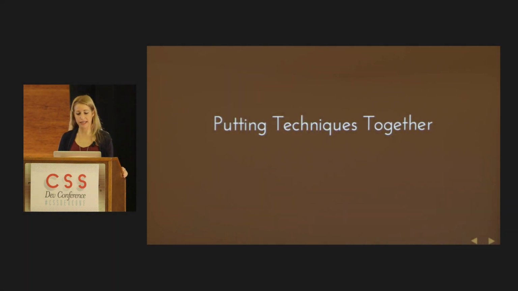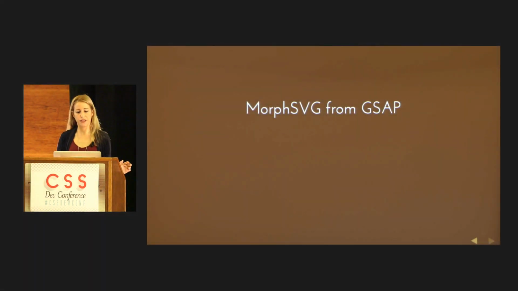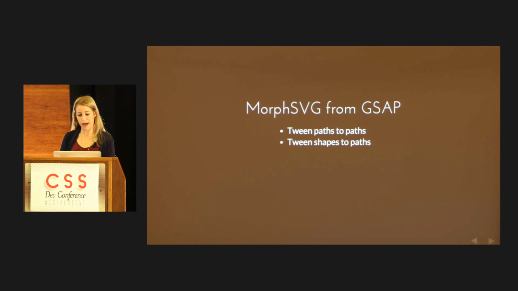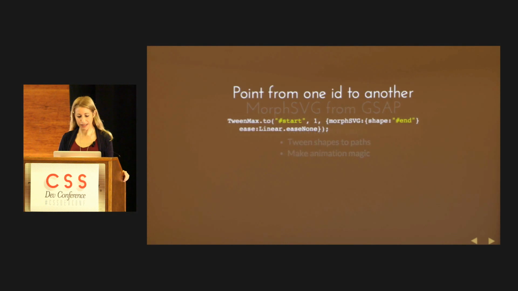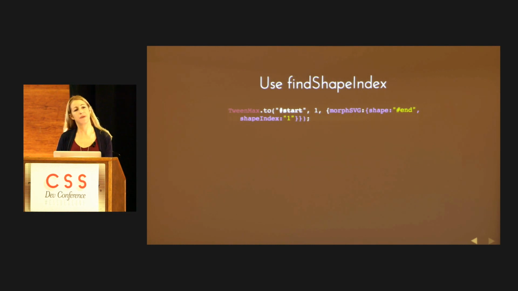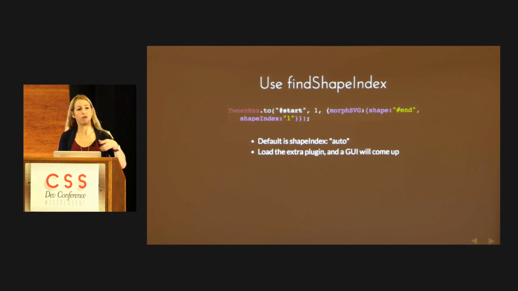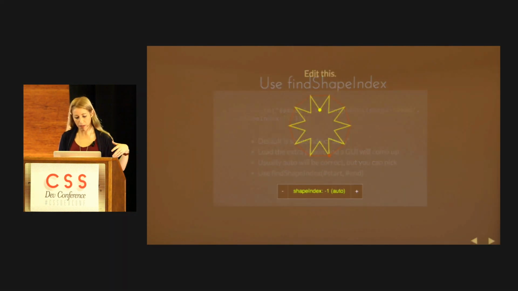So if we're going to put techniques together, we've got MorphSVG from GSAP, which tweens paths to paths, tweens shapes to paths, makes animation magic, basically. And you just point from one ID to another. It's super simple. And we're going to use findShapeIndex so we can finely control the way that it's moving. You can load this extra plugin, and a GUI will come up.